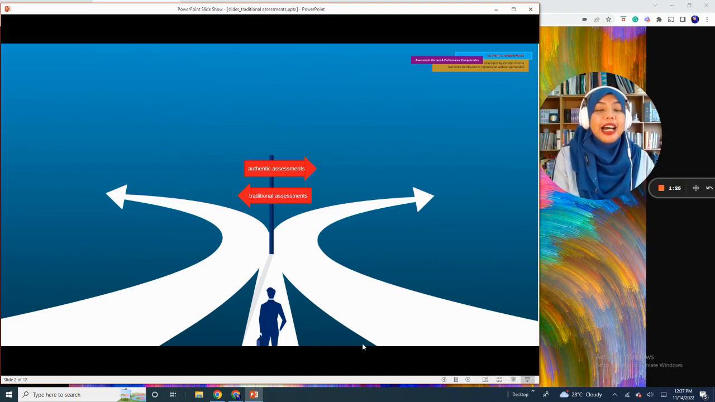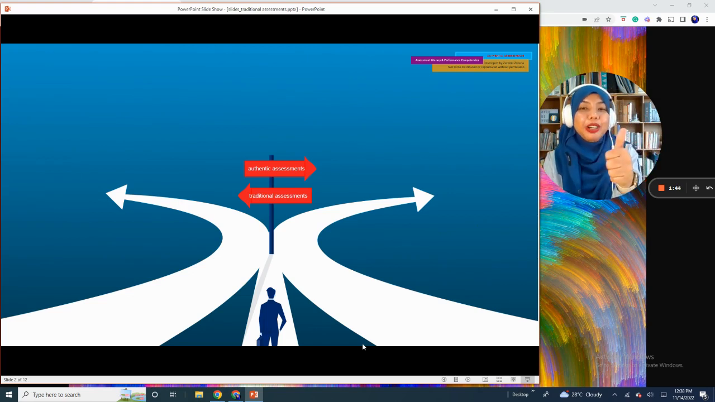All right. I'm also going to throw in another term into our discussion today, which is alternative assessments. So now you have three terminologies. The first one is traditional assessment. The second one is alternative assessment. And the third one is authentic assessment.